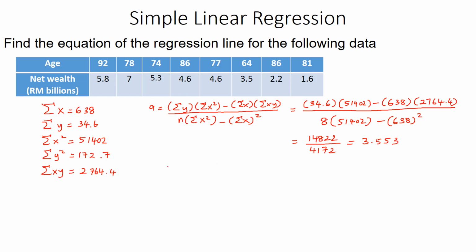And to estimate the value of b, the formula is n multiplied by the sum of xy, minus the sum of x multiplied by the sum of y, divided by n multiplied by the sum of x square minus the square of the sum of x.